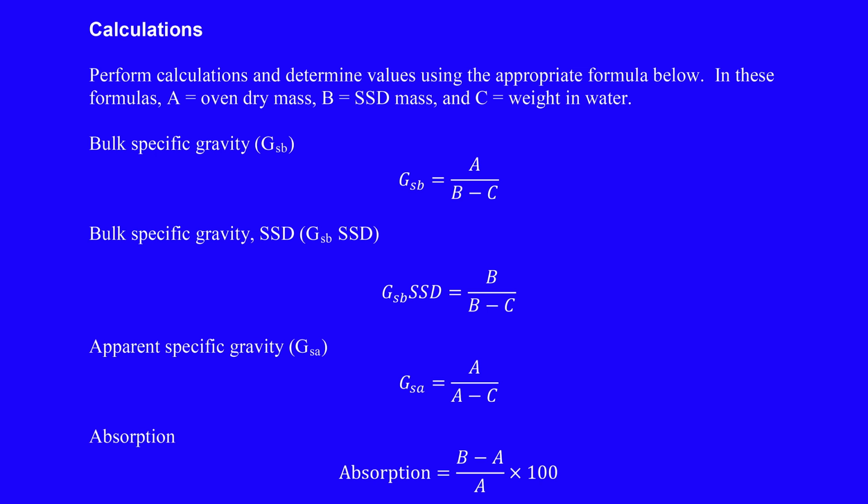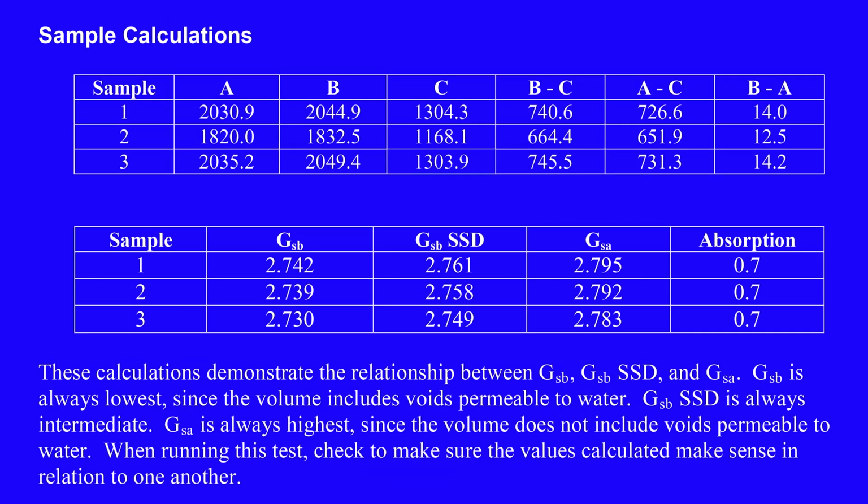you can calculate the GSB, or the normal bulk specific gravity, the GSB SSD, the apparent specific gravity, GSA, and the absorption. These calculations demonstrate the relationship between the GSB, GSB SSD, and GSA.